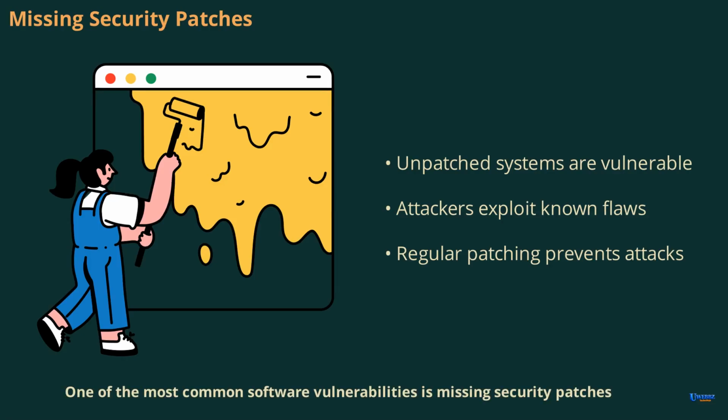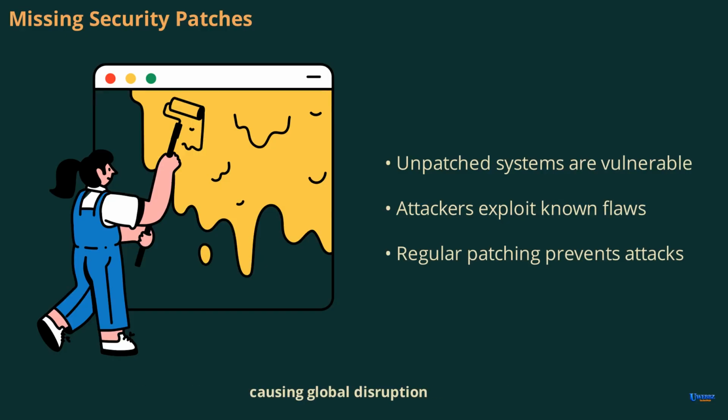One of the most common software vulnerabilities is missing security patches. Software vendors regularly release patches to fix known vulnerabilities. Systems that don't apply these patches remain susceptible to attacks. The WannaCry ransomware attack exploited the EternalBlue vulnerability in unpatched Windows systems, causing global disruption. Keeping software up to date is a simple but powerful defense.